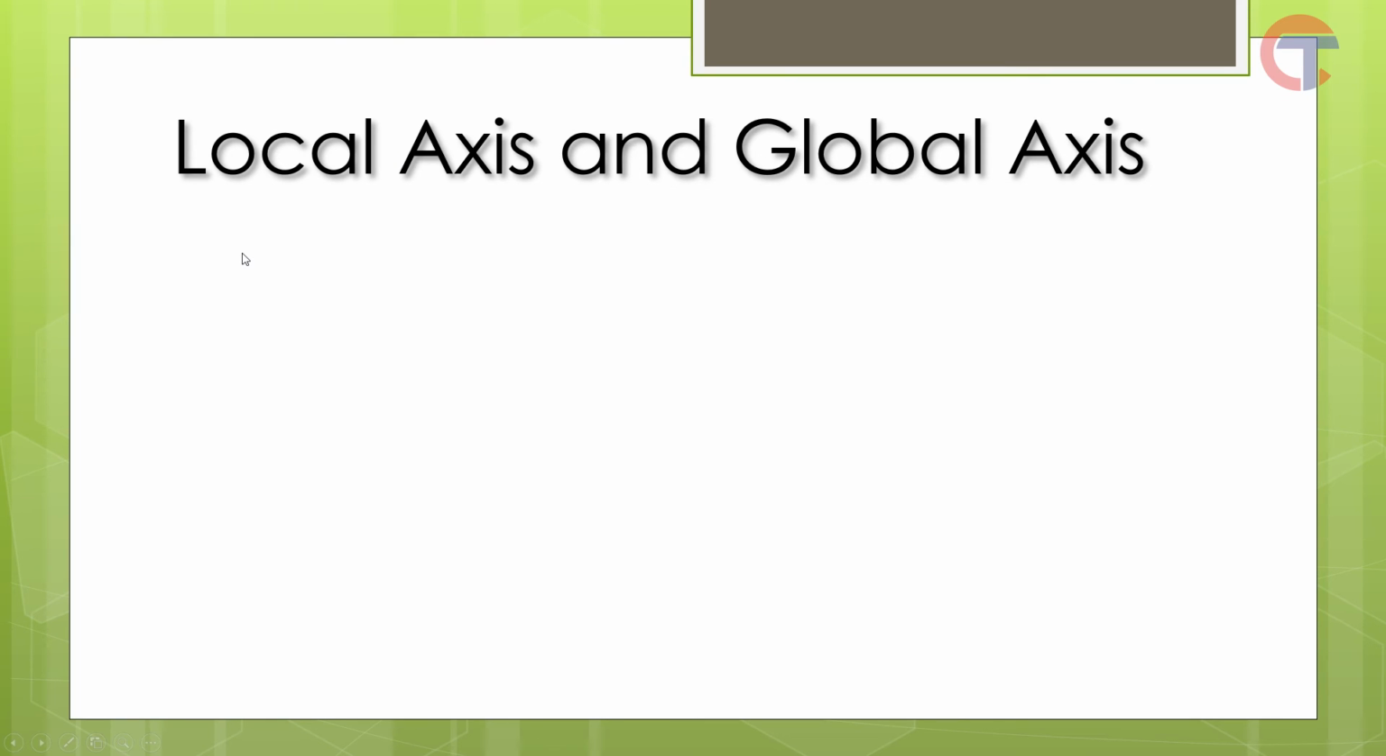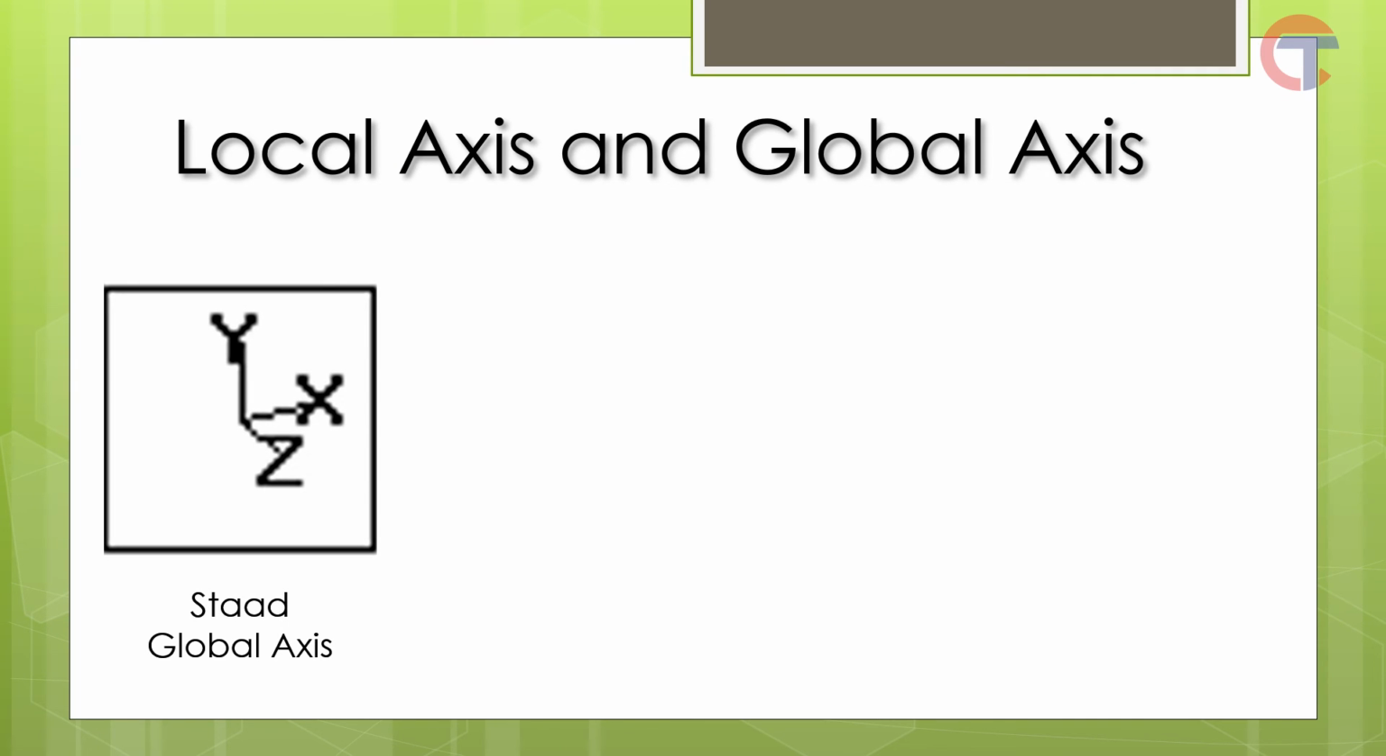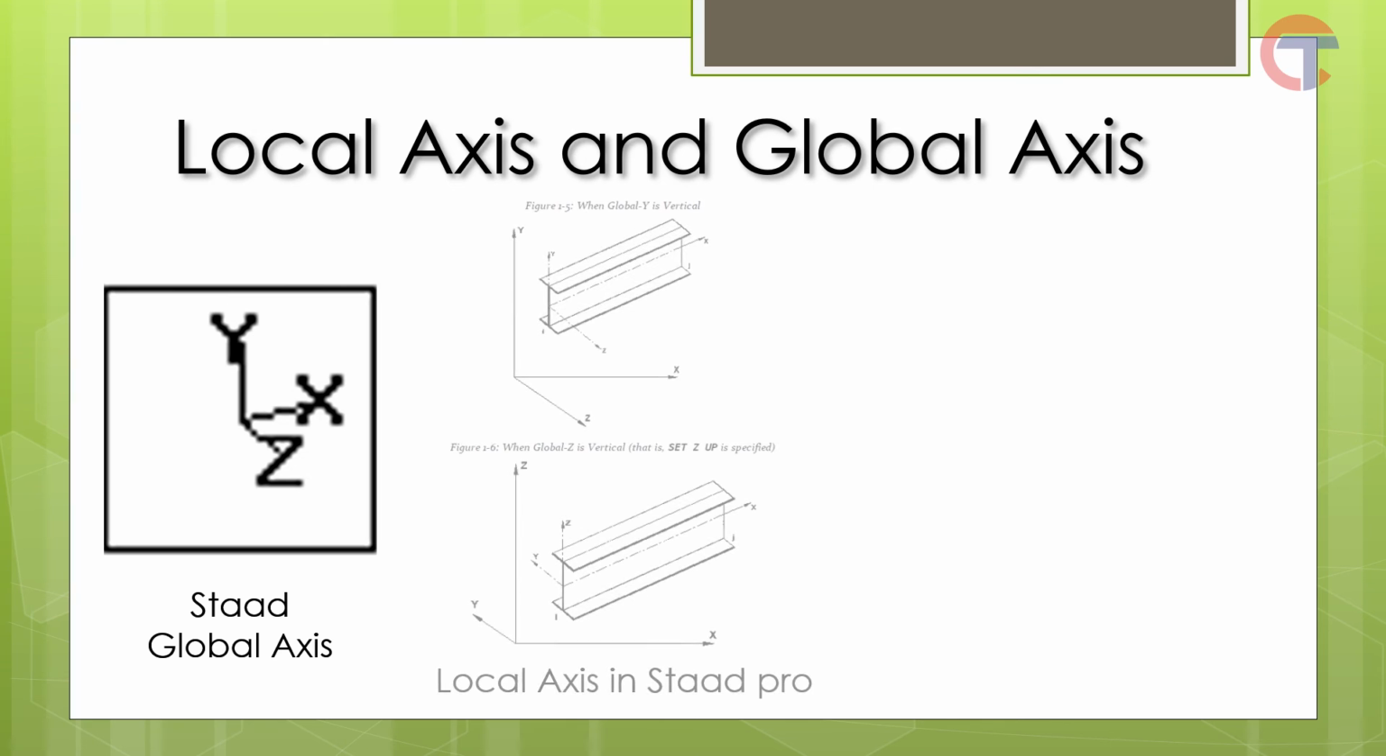Just to give you more clarity, this is STAAD global axis, Y is vertical, XY is in plane, and in STAAD we can choose our vertical axis as Y or as Z. When you choose global axis as Y direction, then your local axis, X axis will be along the member, Y will be along the major axis, and Z will be along the minor axis. Similarly, when you choose Z up, your X axis will be along the member, Z axis will be along the major axis, and Y axis will be along the minor axis.